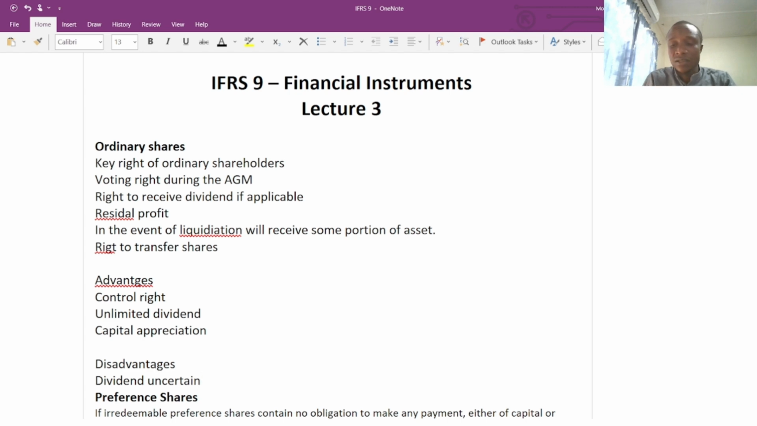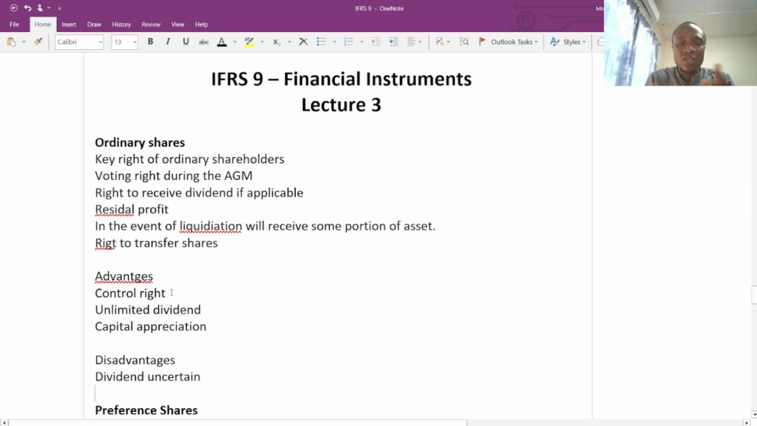IAS 33 earnings per share, we are going to look at the condition, and also for financial management, the dividend decision making. We are going to look at whether the company should issue out dividends or whether the company should use the dividend for future growth or for whichever strategic management decision. So it is very important we understand the content of dividend.